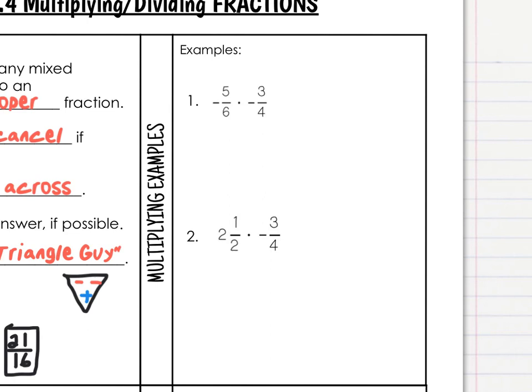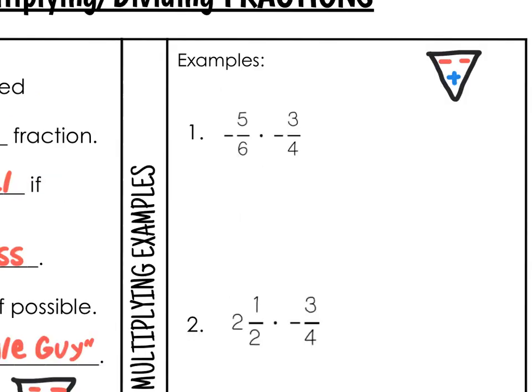Okay, so now we're going to apply those steps to these problems, and here we do have positive and negative fractions. So I have a triangle guy here just to use. I know it's already on our first box. And looking at problem number 1, it says negative 5/6 times negative 3/4. So the first thing I like to do is always give the negative to the numerator. So I'm going to extend this bar and bring the negatives on both fractions to the numerator.